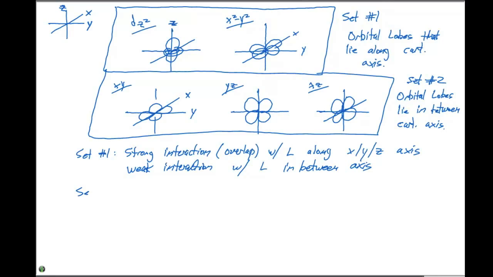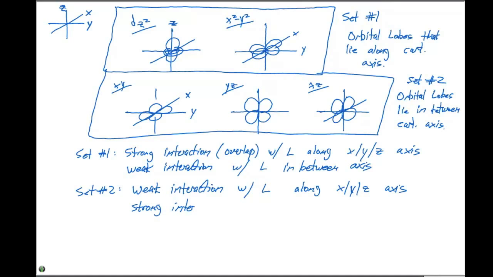For set number 2, we're going to have a weak interaction with ligands along the X, Y, Z axis. And we're going to have a strong interaction with ligands in between the Cartesian axis. So when we develop our energy diagrams, we need to keep these interactions in the back of our mind.